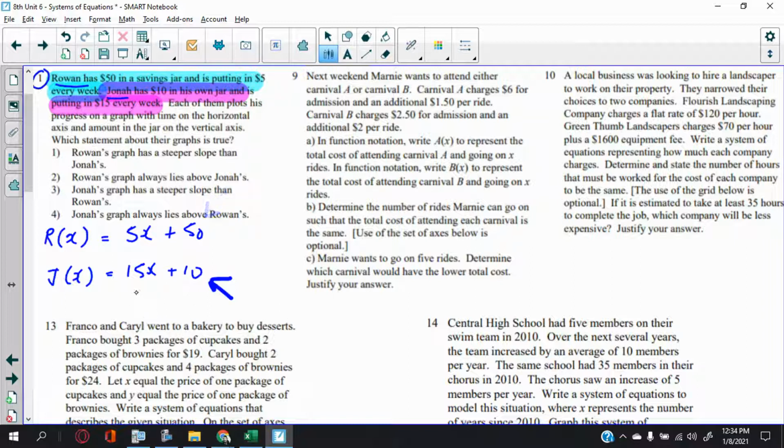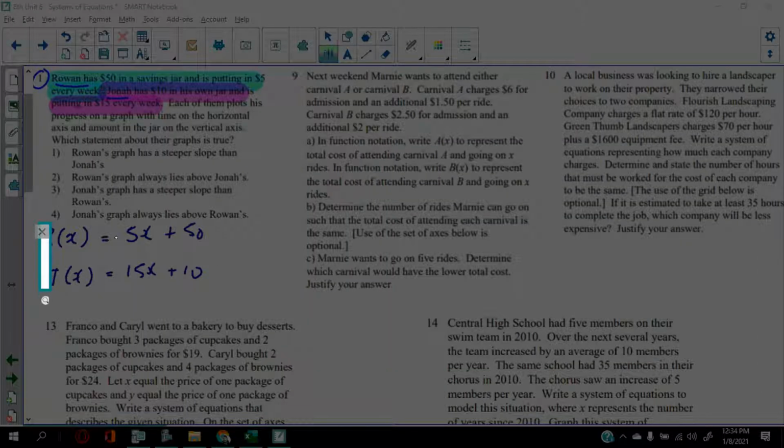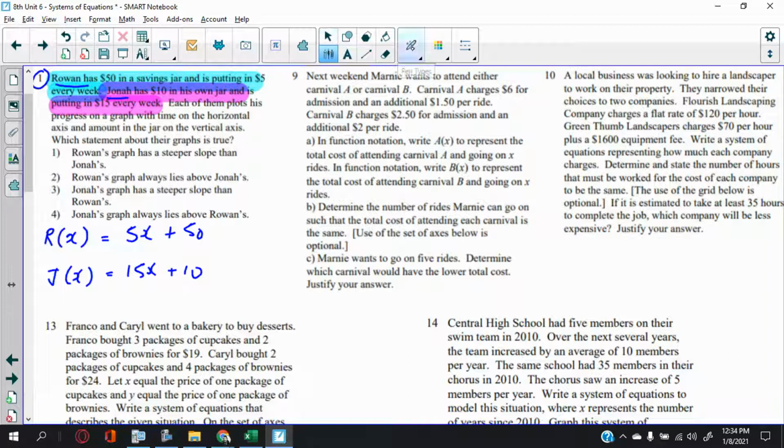However, Jonah's putting more money in every week than Rowan. So that sets up the situation where even though Jonah started off with less money, he's gonna put in more money every week into the jar. So you can already see where this is going. Basically, it's asking, at what point is Jonah gonna catch up to Rowan? That's really the question, and that makes it a classic system of equations question. Something is stuck. I don't know what happened. Okay.